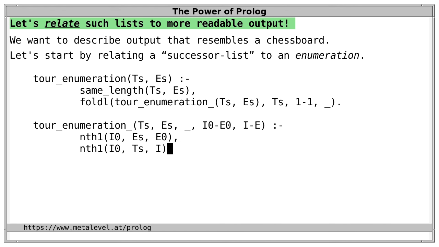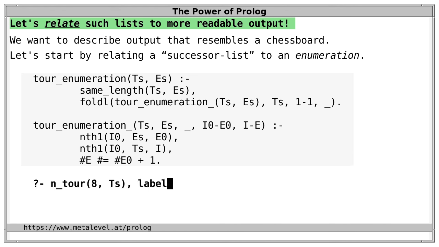Second, I, the next index, is the integer at position I0 of Ts. So here we refer to the tour Ts, and that's why we pass it around as an argument. Ts tells us the successor of each square. And therefore, since we are currently at the square with index I0, the element at index I0 of Ts is the index I of the next square. And finally, the next number E in our enumeration is of course the current number E0 plus 1. And that's it. So let's try it.